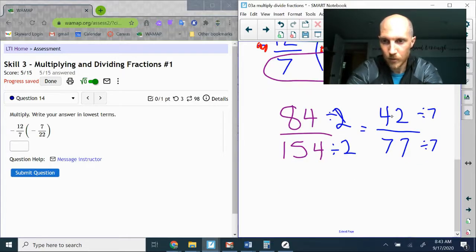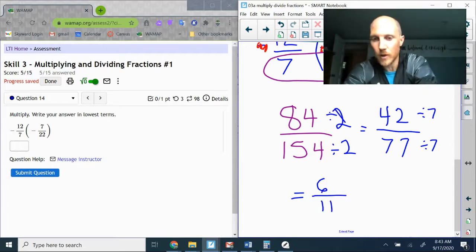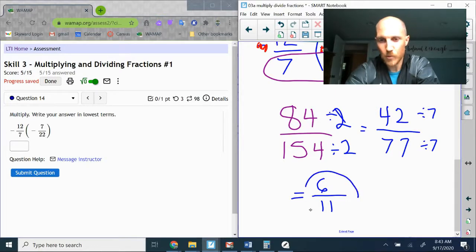All right, so it's going to be 6. And on the bottom, 77 divided by 7 is 11. 6 over 11. All right, so this is super easy for me to look at and evaluate. Can I reduce that anymore? I know 11 is a prime number. The only thing that will multiply into 11 is 1 and itself. So 6 over 11 is not going to reduce anymore.